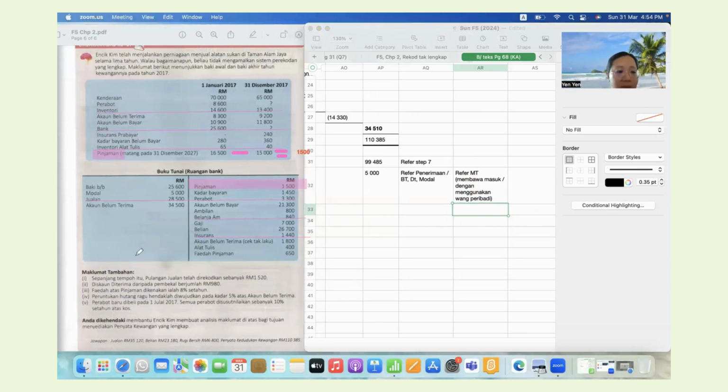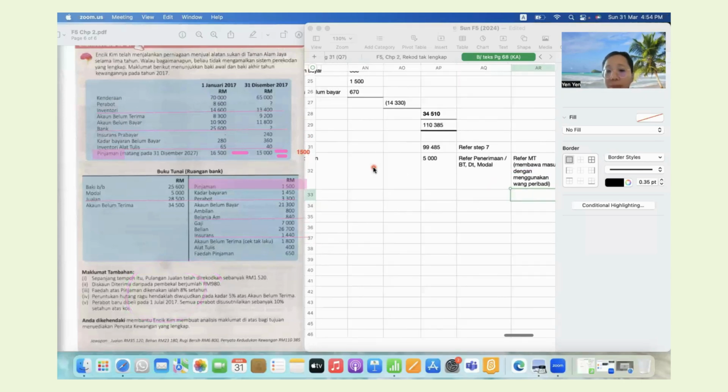So let's double check your modal tambahan. Through the maklumat tambahan, we don't have any membawa masuk keyword over here. We also don't have the keyword dengan menggunakan wang peribadi over here. So that's why we don't have it. Can?